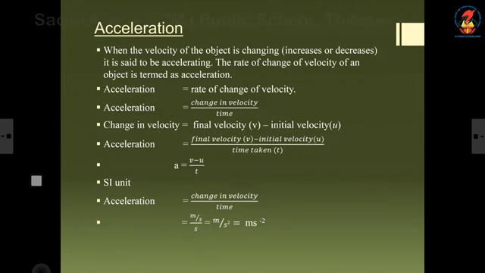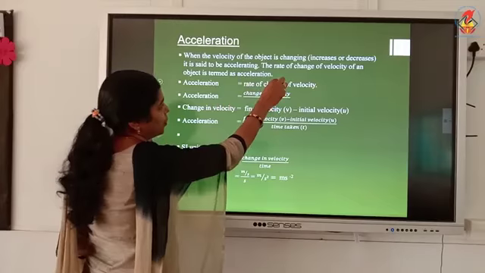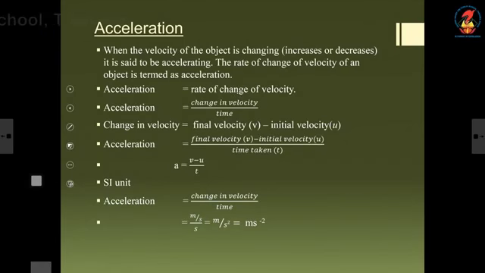So, acceleration means rate of change of velocity. Rate of change means divided by time. So, acceleration is rate of change of velocity, that is, change in velocity by time. How will you find change in velocity? That is final velocity minus initial velocity.